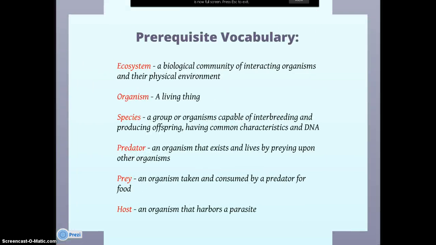There are also some words that you need to understand first in order to understand the concepts we're going to learn about in this lesson. Please take a minute and be sure that you fully understand the words listed here. If you need to pause the video and review the prerequisite vocabulary, please do so.